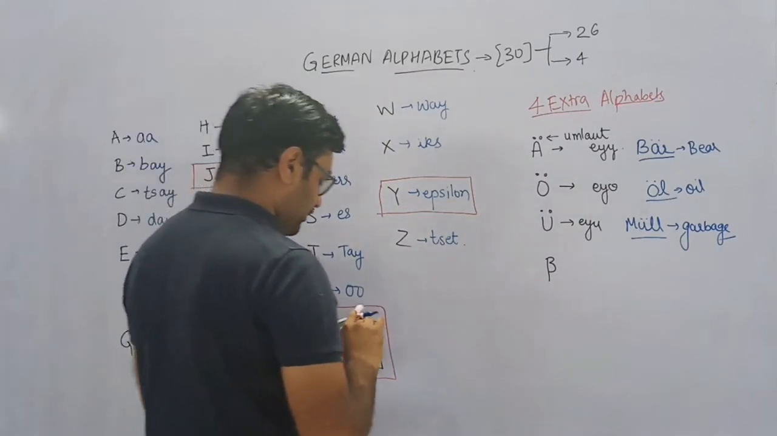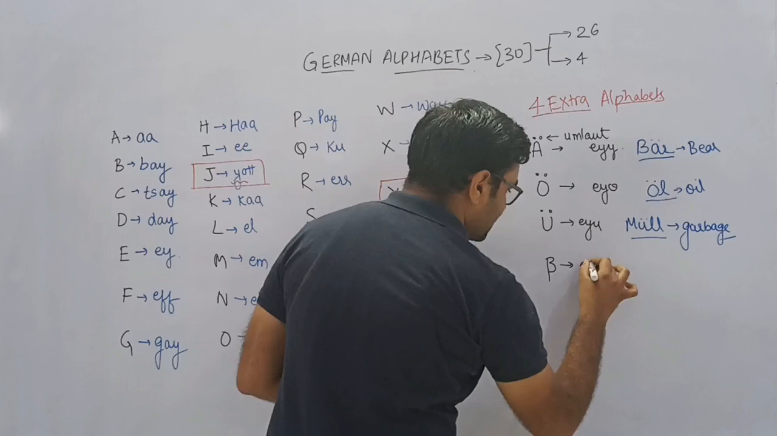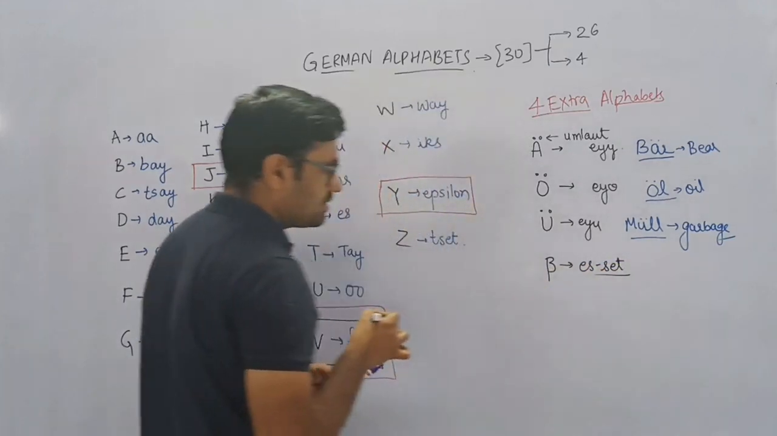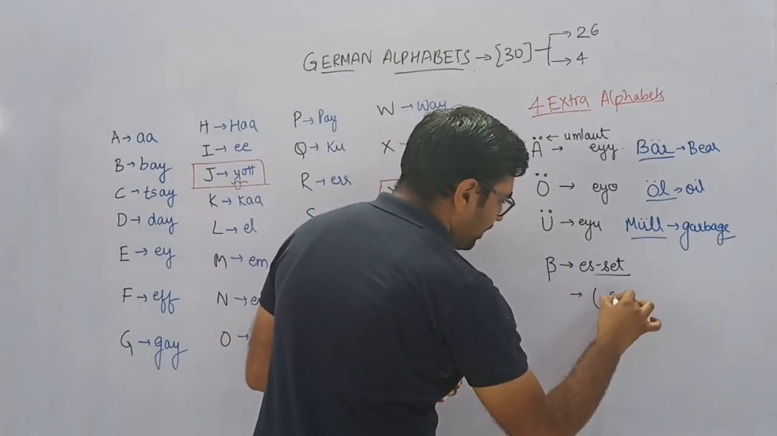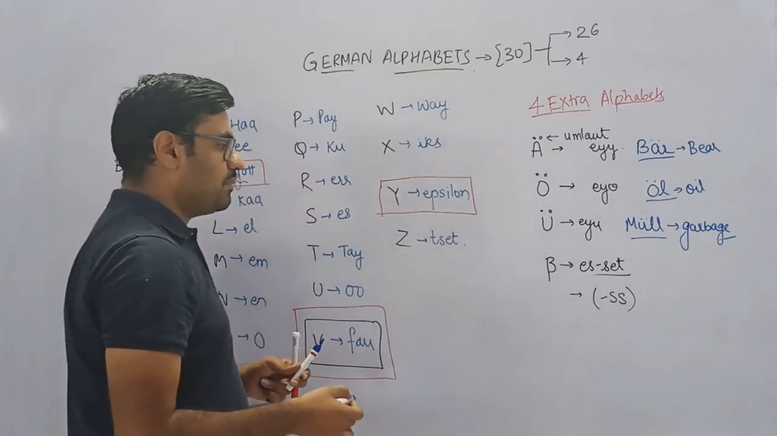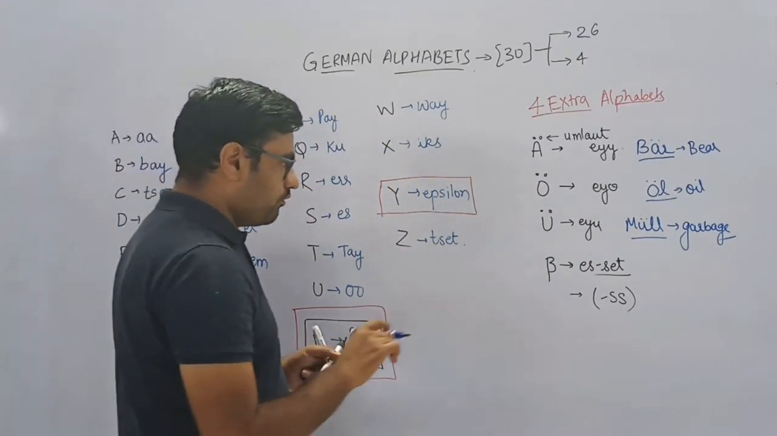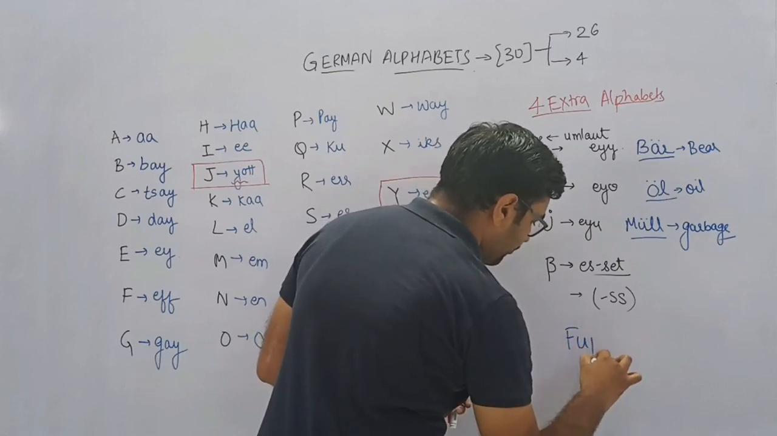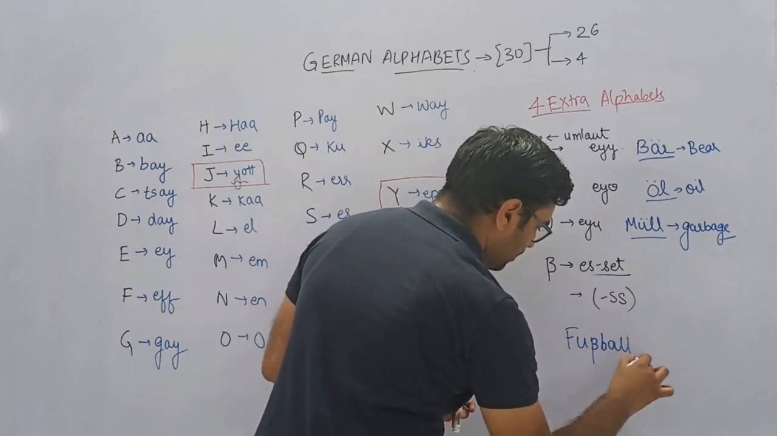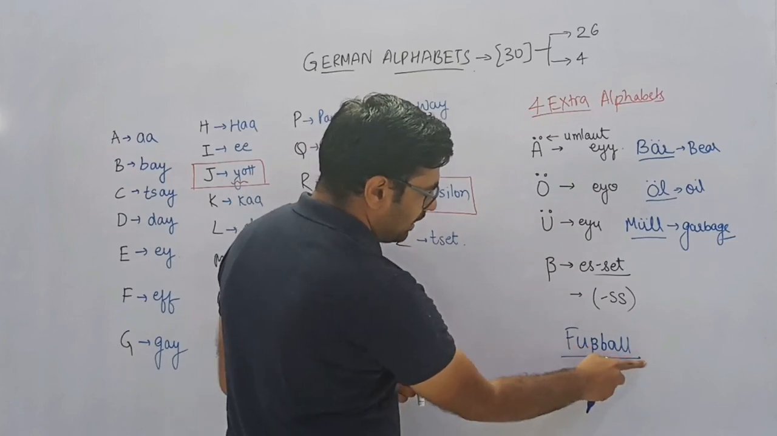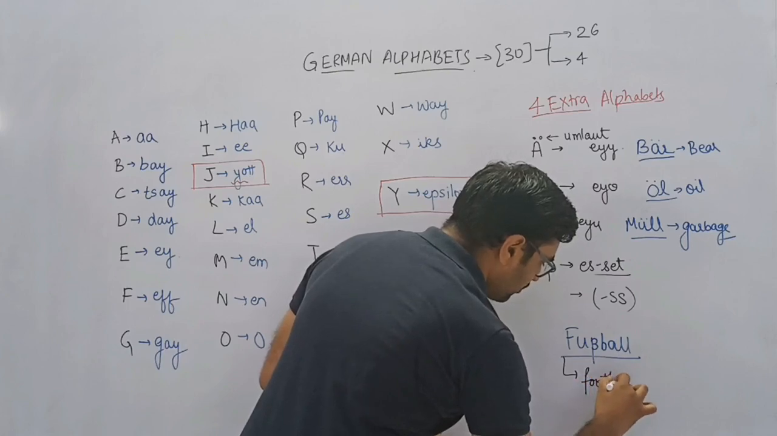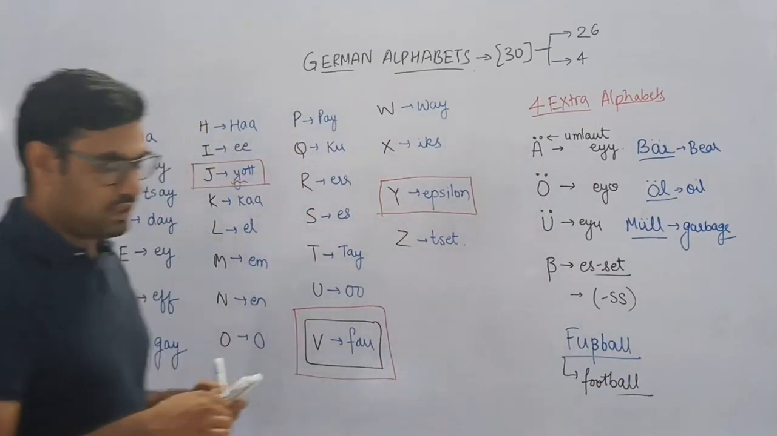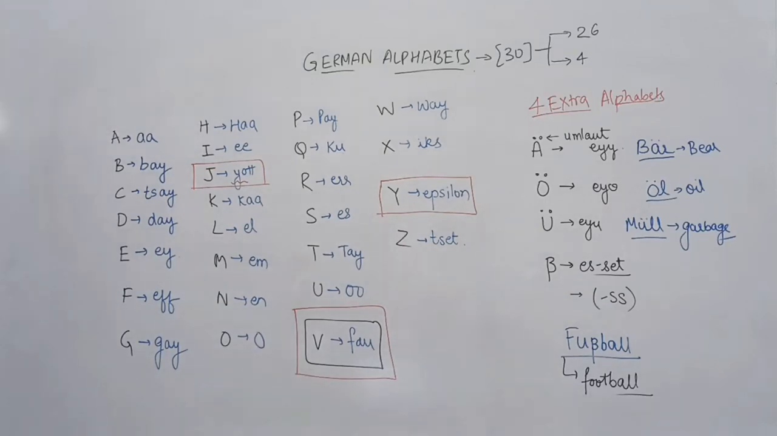Next one is this, called Eszett. It has a pronunciation same as that of the letter double S. For example, when I say Fußball, this means football. I recommend you all, just pause this video and copy it down.